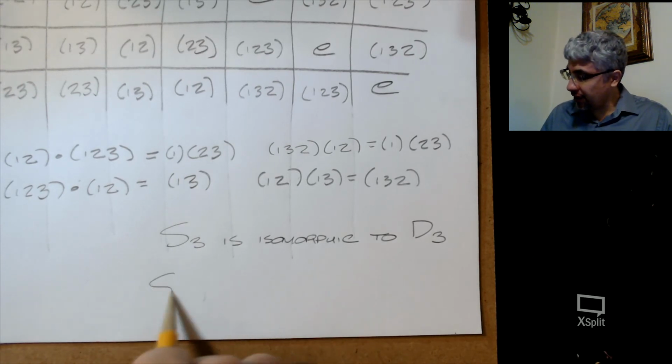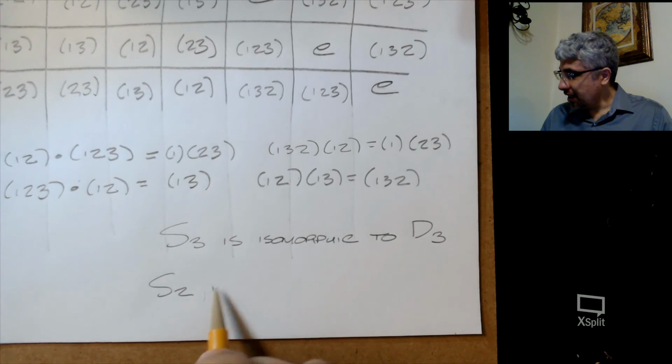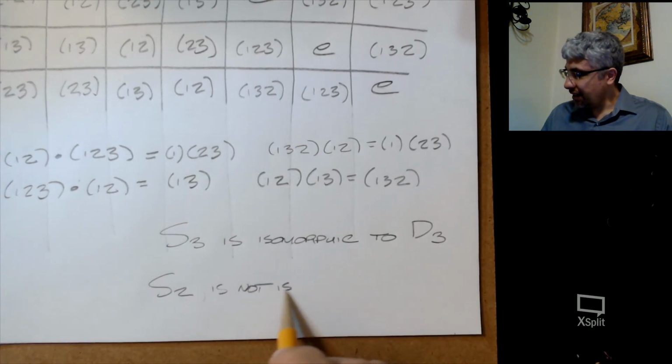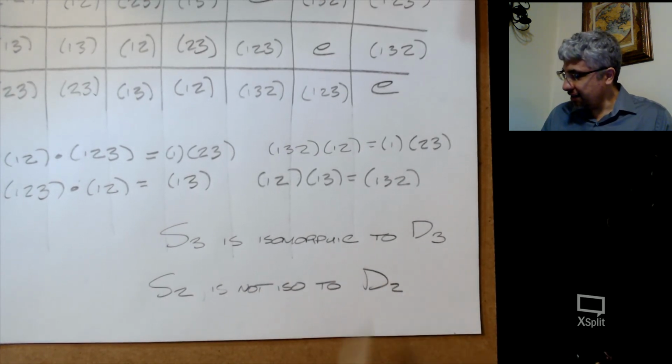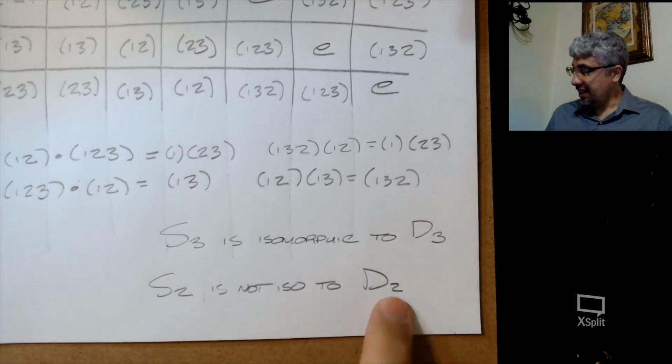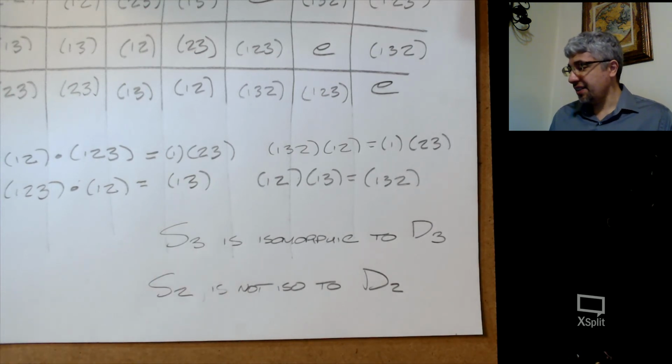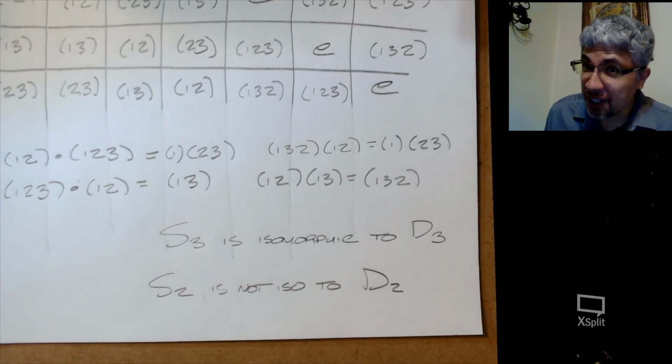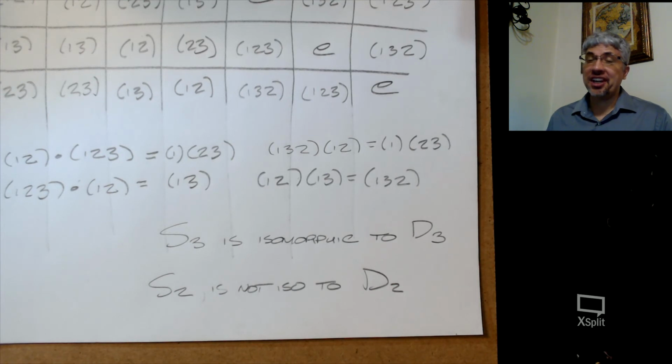Obviously no, if you think about the fact that S2 is not isomorphic to D2. S2 only has 2 elements in it, and D2 has 4 elements in it. And of course, S100 has a lot more elements than D100. D100 has only 200 elements, but S100 has 100 factorial, which is a truly insane number.